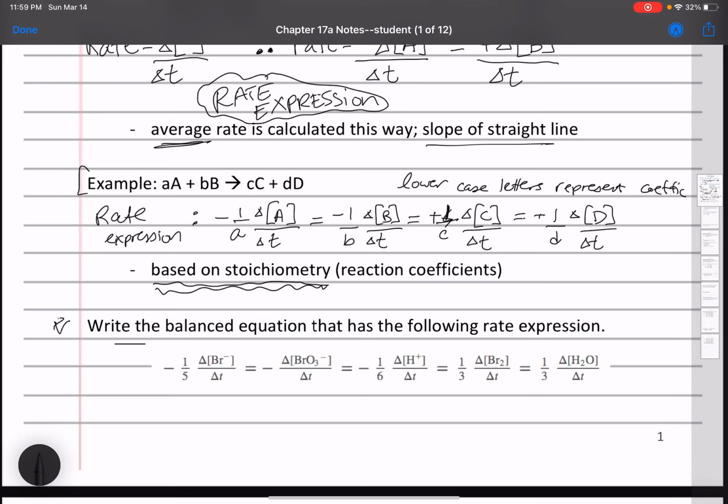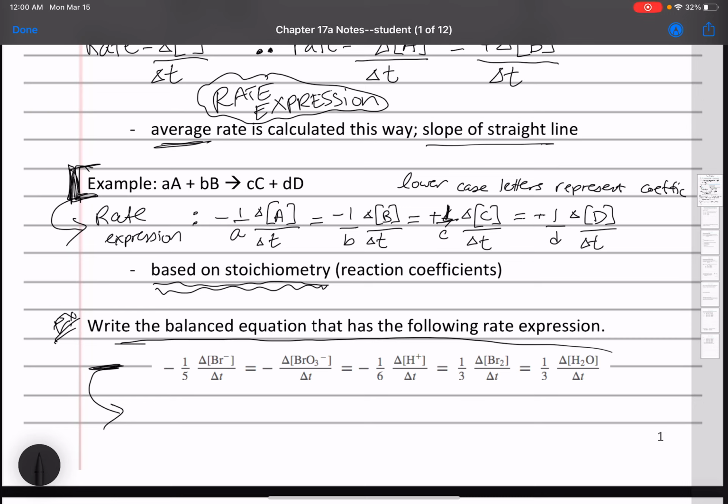So an example type of problem that you might have is something like this. Write the balanced equation that has the following rate expression. So we could be given an equation and asked to write the rate expression, or we could be given the rate expression and asked to write the equation.